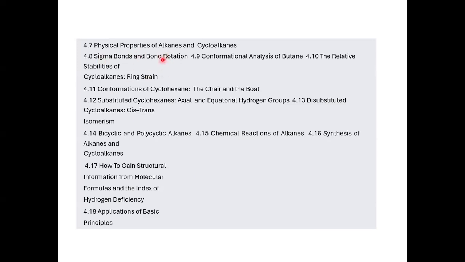And we'll discuss the properties of alkanes and cycloalkanes, the sigma bond and bond rotation, conformational analysis, the relative stabilities, and conformations of cycloalkanes. What are those? We'll check what the most stable conformations of our cyclic alkanes or cycloalkanes are, particularly cyclohexanes, if there is substitution present, and how we distinguish certain positions, the axial and equatorial positions.